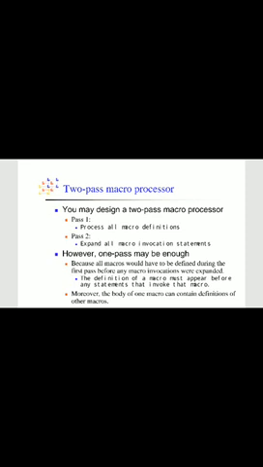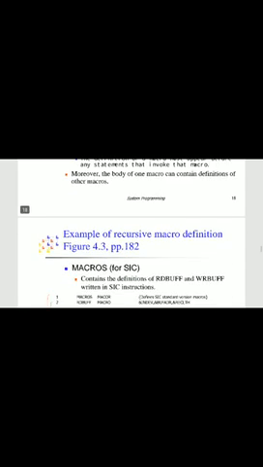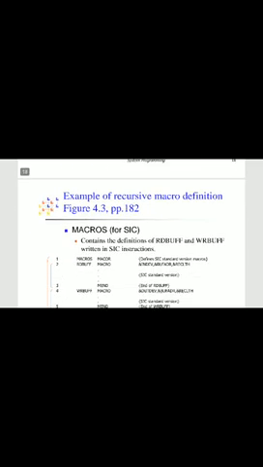Okay, so again you need two passes to process this entire macro processor. In the first pass you are going to process all the macro definitions, and in the second pass you are going to expand all the invocation statements. Sometimes, if the developer wishes, they can create a macro processor in only one pass also. Anyhow, we'll just go with how it is going to be expanded.